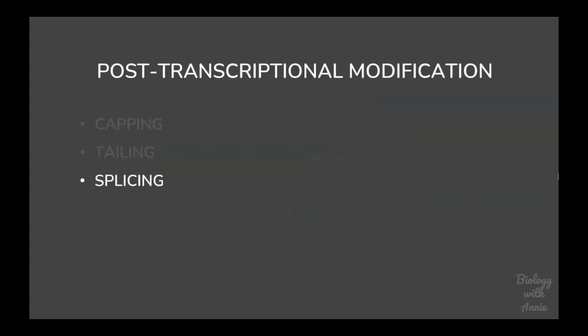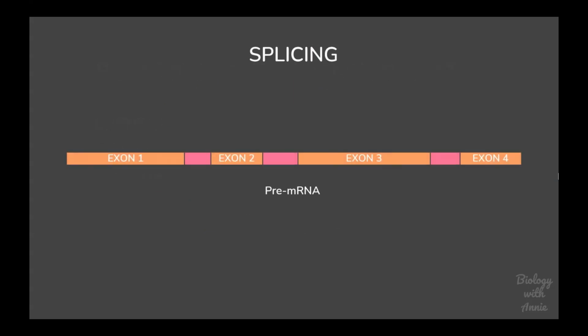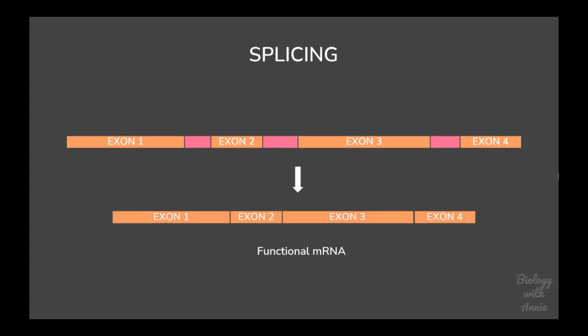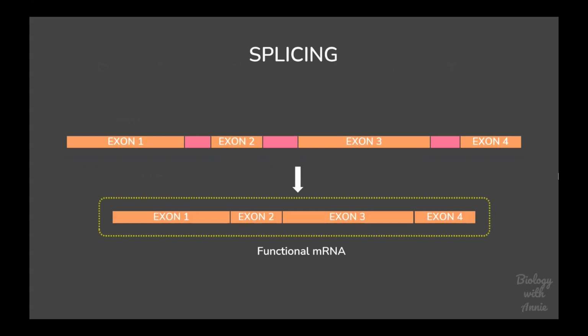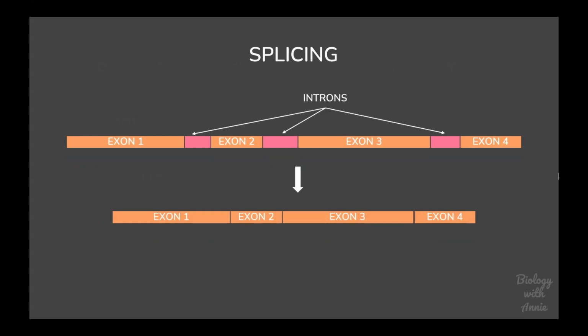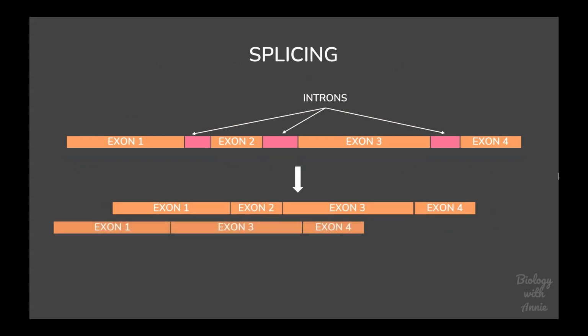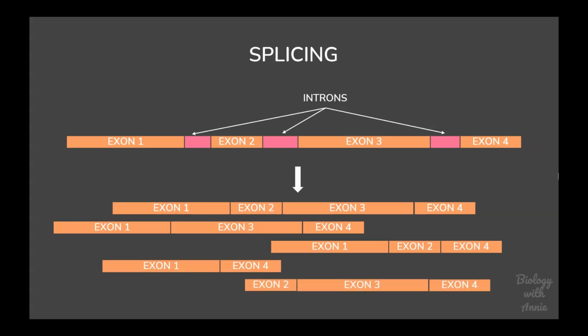The third modification is called splicing. In this process, non-coding regions are removed from the RNA transcript so that protein coding regions can be joined together to form the functional RNA. These regions that are expressed into proteins are called exons, while the non-coding regions inside a gene are called introns. Eukaryotic genes contain introns because it allows different combinations of exons to be included in the final mRNA, leading to the production of a family of related proteins from a single gene.